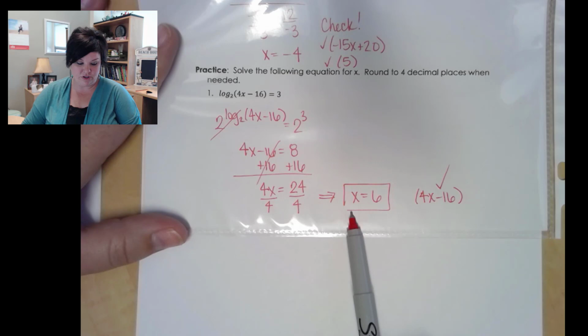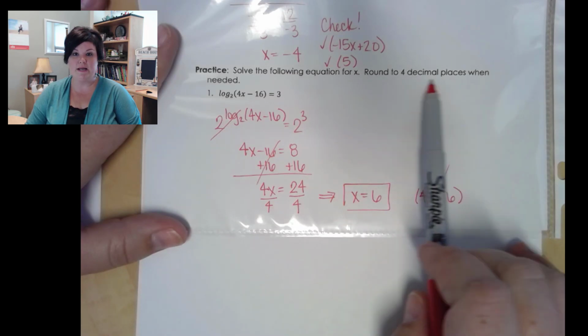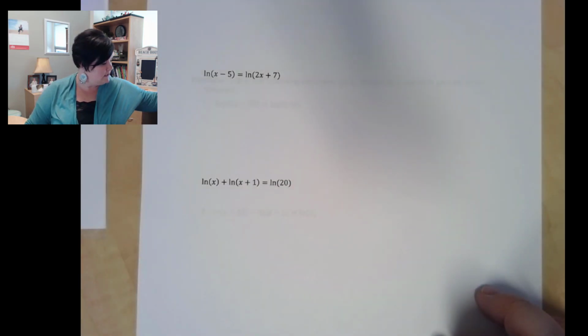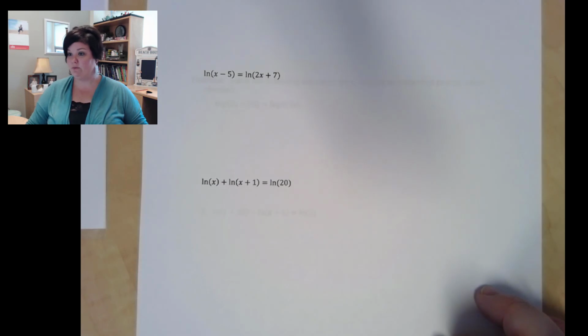Okay. Notice your instructions here say to round to 4 decimal places. So if you get one that doesn't come out pretty, that's how you're going to round it. Okay. All right, let's look at number 2 and number 3.